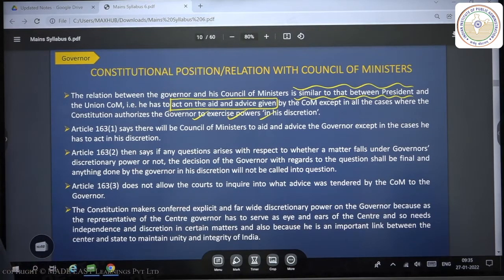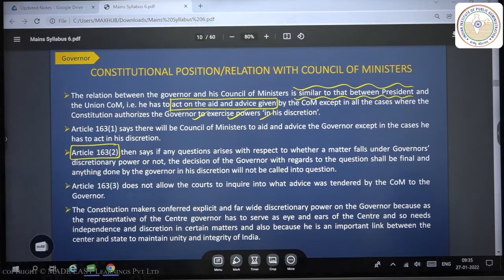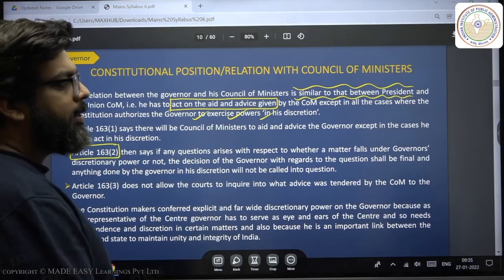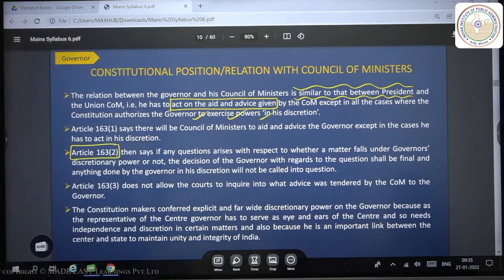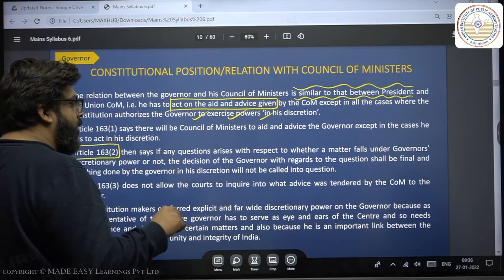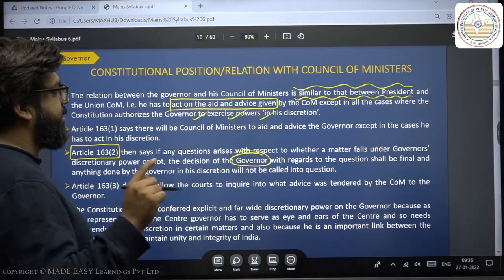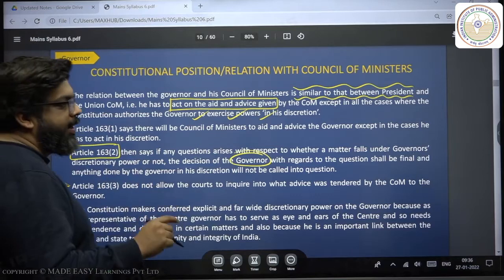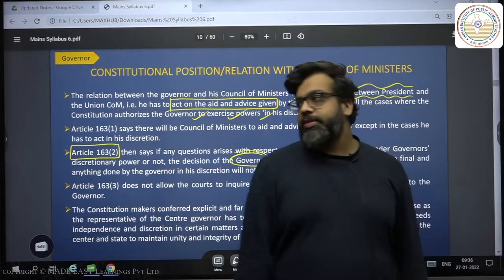We've covered this. Now, if there is a question whether something is discretionary for the governor or not, then Article 163 Clause 2 applies, which says that if there is any question whether a matter comes under the governor's discretionary power or not, if you are not sure whether this is a discretion of the governor or not, then the decision of the governor with respect to whether this is discretionary or not will be final and not called into question or reviewed under any circumstances.